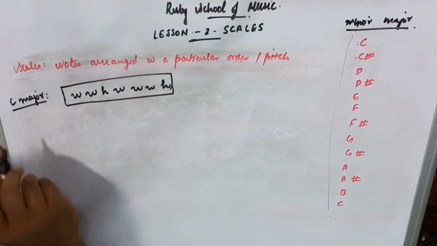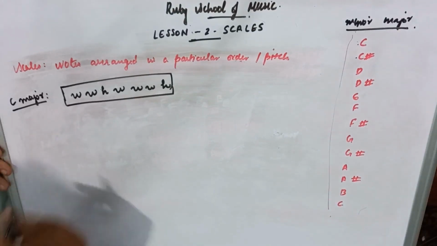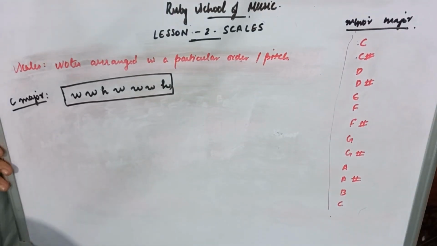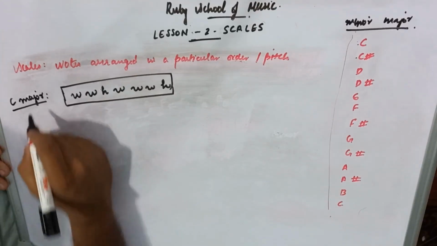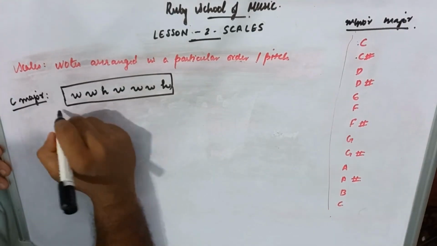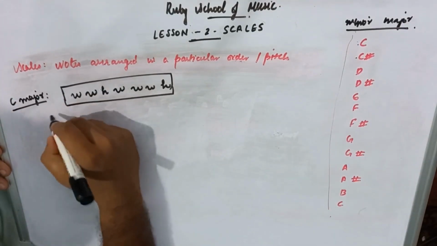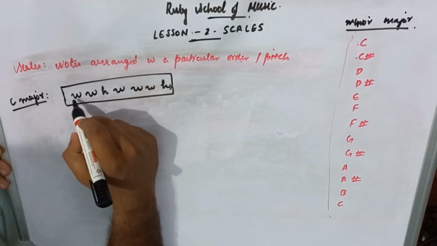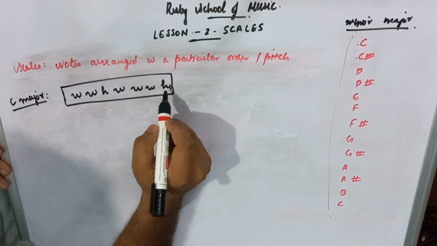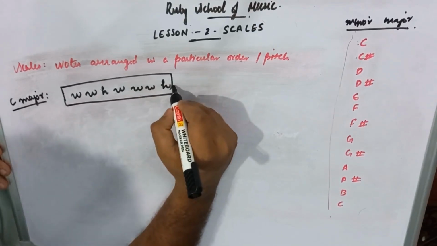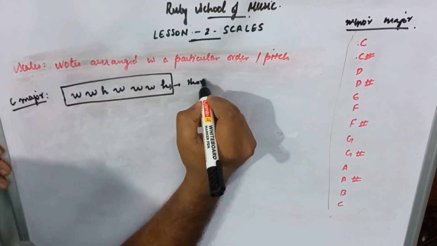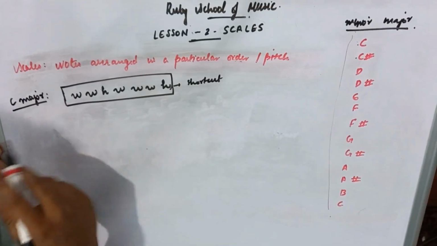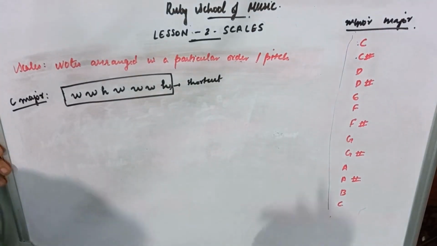For every major scale, C, D, E, F, G, A, B, C, C sharp, G sharp, D sharp, F sharp, A sharp, anything, if someone asks you to say the notes in the C sharp major scale, you use this: whole, whole, half, whole, whole, whole, half. Now, this is a shortcut, okay? This is a shortcut.